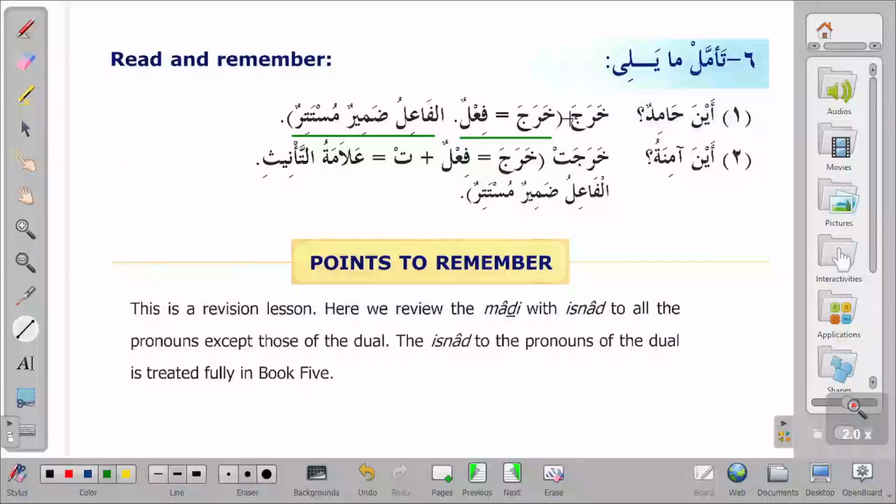Okay. Now here, kharajat, I've just told you, is made up of three things. Kharaja is the verb. The doer is hidden. As I said, the ta is not the doer. This ta is for ta'nis, to show that the thing is feminine. Then this ta is alamatu ta'nis, a sign that the doer is feminine. And then al-fa'il, damirun mustatir. The doer is a hidden pronoun. I hope that is clear.